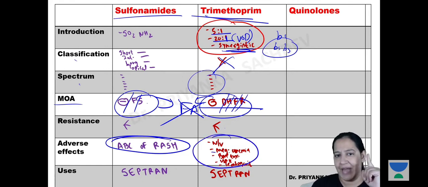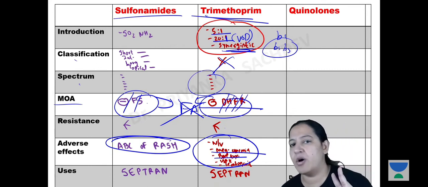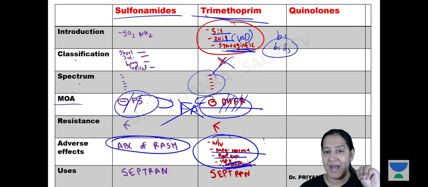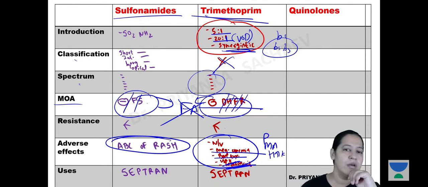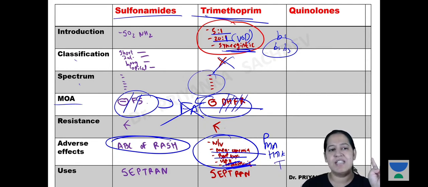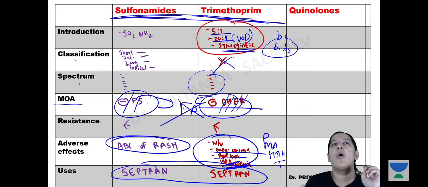So there is megaloblastic anemia, pancytopenia, and what else was there, teratogenic and hyperkalemia. You have to learn it. So pancytopenia, megaloblastic anemia, hyperkalemia, and what is the last one? You have to learn it. Teratogenic. You can't give it in pregnancy. Uses: the same Septron, because Septron is for the combination of the two. We always use them together in the form of cotrimoxazole.